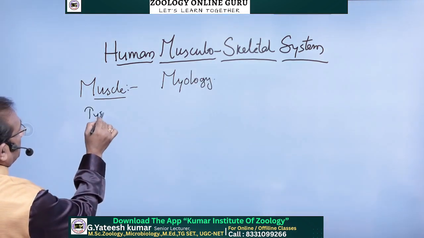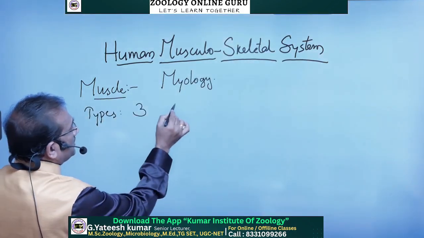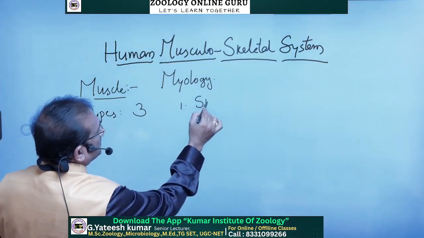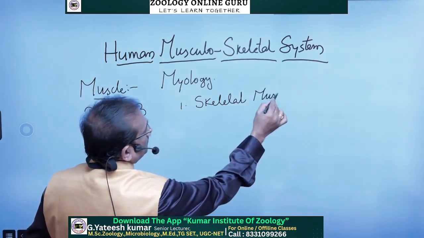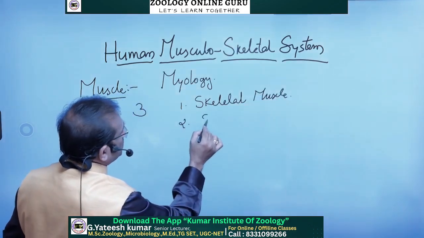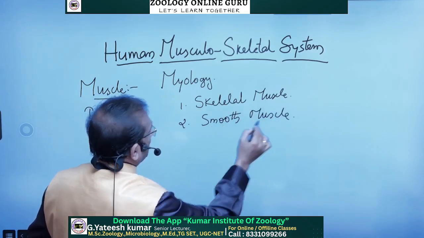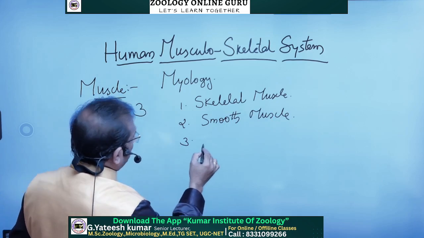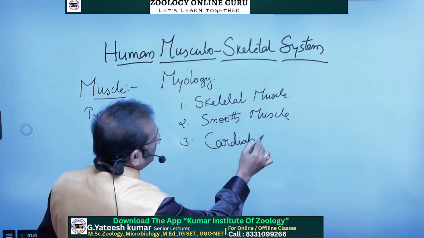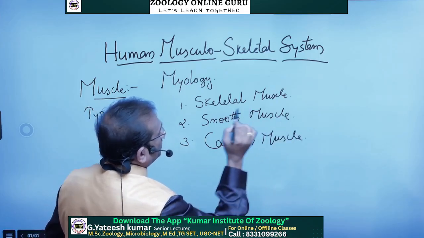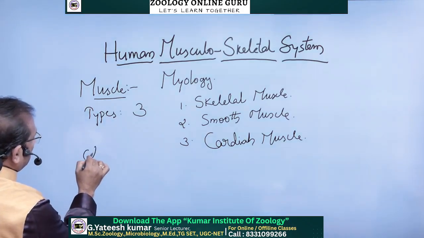Types: there are three different types of muscles present. The first one is called skeletal muscle. The second one, smooth muscle. And third, a special muscle present only in the heart, that is called cardiac muscle.